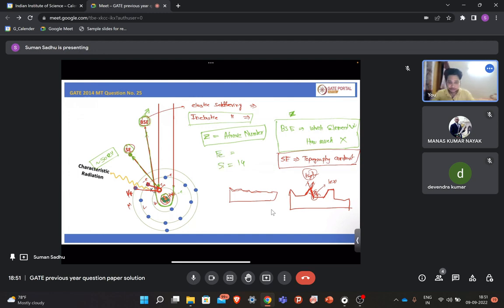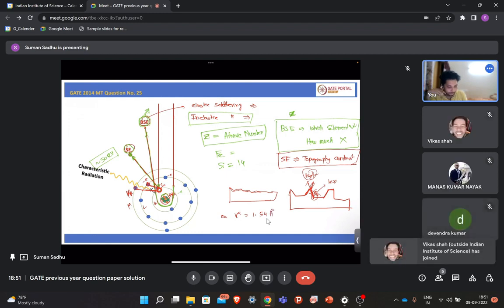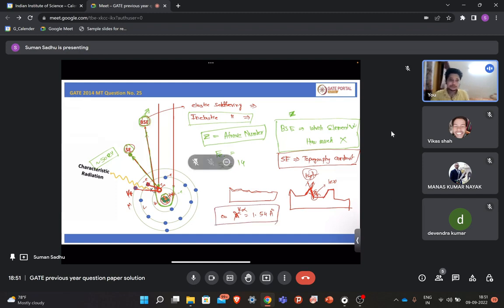So this radiation is unique. The wavelength of this radiation is unique for each different element. There is a particular value for copper. Let's say copper K alpha is 1.54 angstrom. For other elements also there is a lambda K alpha, so this K alpha radiation has a unique value for each element. As an example, for copper it is 1.54. We can search for the other elements also, and you will find a unique value. So in this technique, using that characteristic radiation, you can identify which element is present.